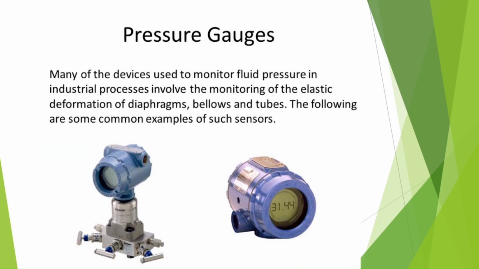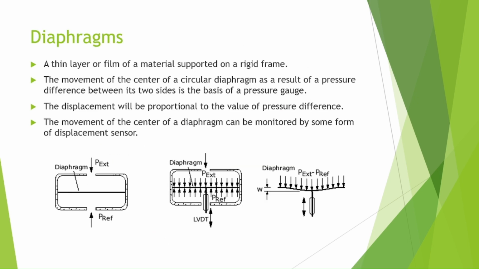Many of us have seen this kind of gauges in the flow path or in the tubes, and this is to monitor fluid pressure in industrial processes that involve the monitoring of the elastic deformation of diaphragms, bellows, and tubes. And diaphragm is one kind of pressure sensor, a thin layer or film of a material supported on a rigid frame. This is the elastic diaphragm, the elastic membrane.